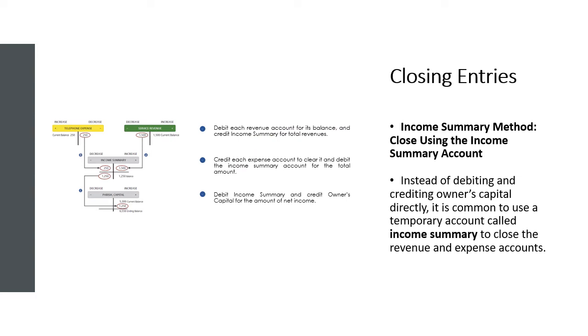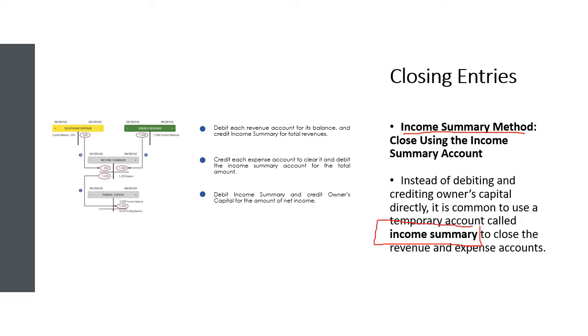Okay, so we looked at the direct method. Now let's look at what we call the income summary method. With the income summary method, the difference here is we're going to open a new temporary account. This account is going to be opened just for the closing process. We're going to use it in a couple of transactions and then we're going to close it again. The name of that account is income summary.